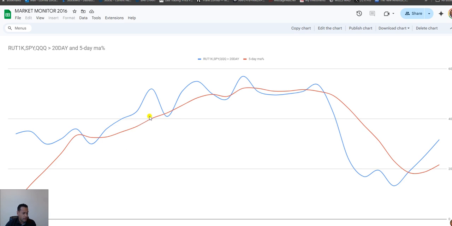Right here, what we have is the Russell 1000, which is the SPY, the QQQs for the most part, and some other stocks that comprise what the Russell 1000 is, right? And these are the stocks that are above their 20-day moving average. Surprisingly, it took a tumble here, right? So the blue line is the stocks and the amount, and the 5 days is the 5-day moving average, which is the red part. It took a tumble here.